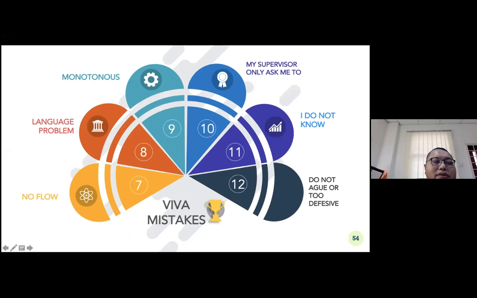And then, this one is during the presentation. You don't have flow for your presentation. You have language problems. And then your presentation is monotonous. When you do a presentation, try to have variety in the way you present. Don't present like reading the news and so on. Try to avoid this one.